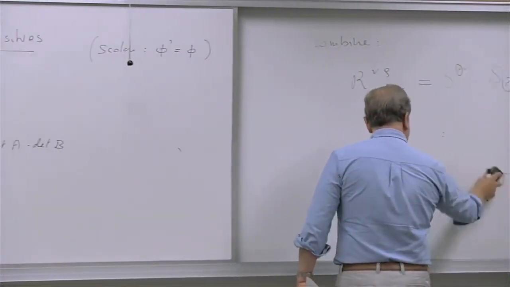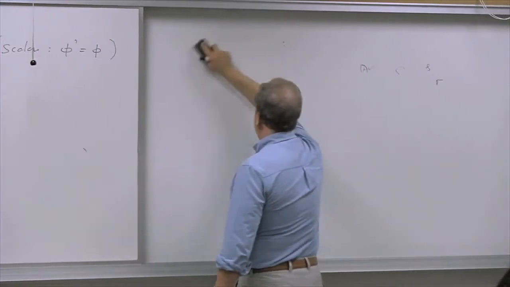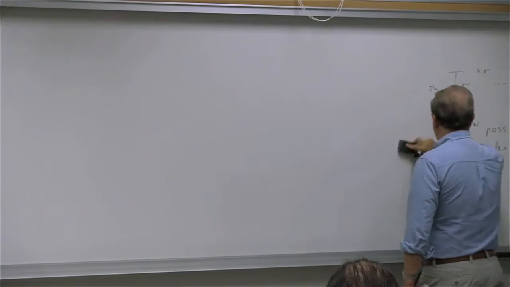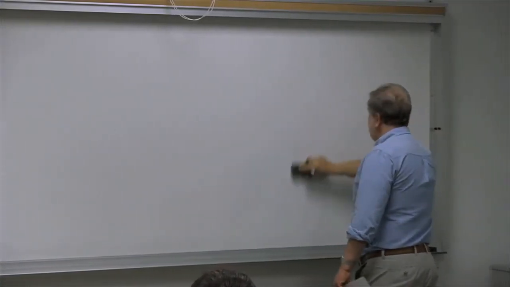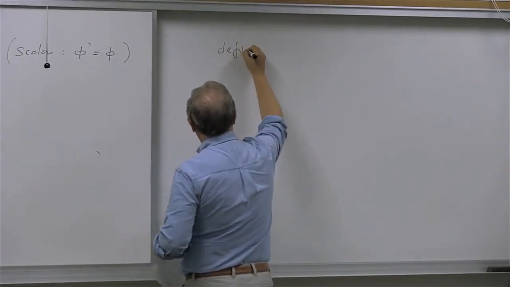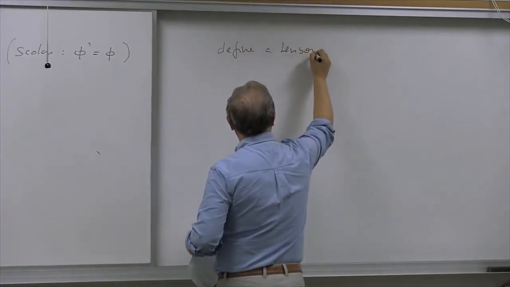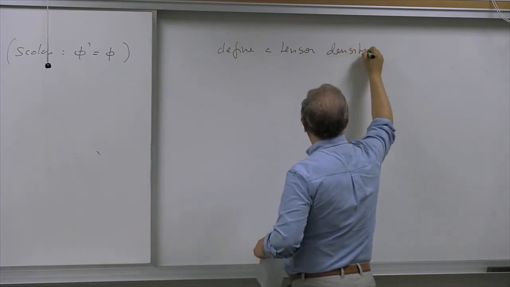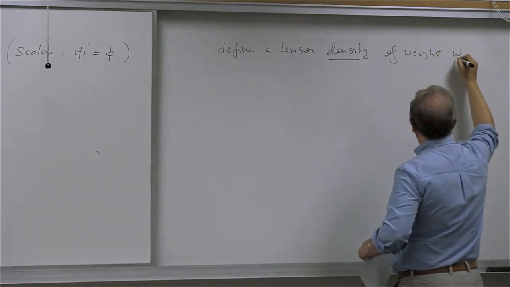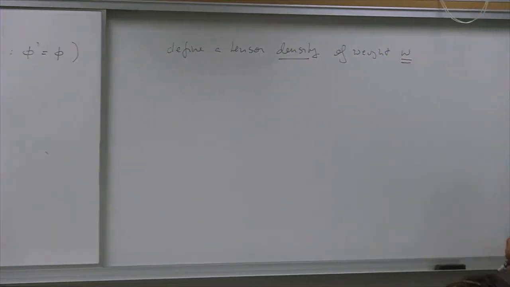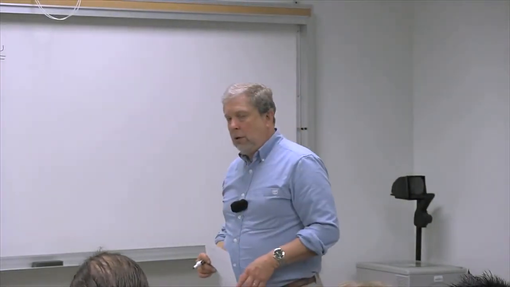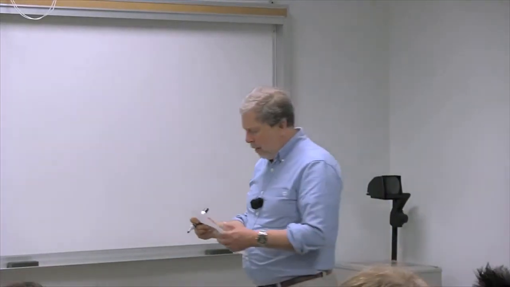Right, we'll see that this is relevant because in a moment we'll come to the volume element in four-dimensional space-time. So we need to sort this out. And so in general, we define a tensor density of weight W, an object that transforms like a tensor up to a factor of dx by dx prime to some power.